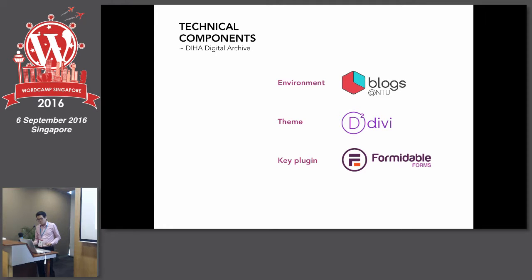So that's why we are particularly careful about the theme that we use and the features that we program. Essentially, it's all about maintenance. We use Blocks.NTU, which is the university-wide WordPress platform that we have, hosted on CampusPress. The theme that we use is the Divi theme, because you have a page builder, and the key plugin here is Formidable Forms. In the next few slides, I'll be sharing how all these technical components work together.